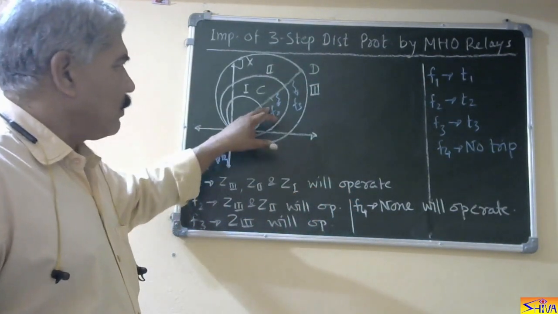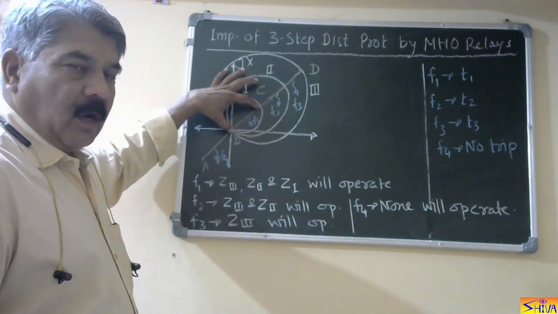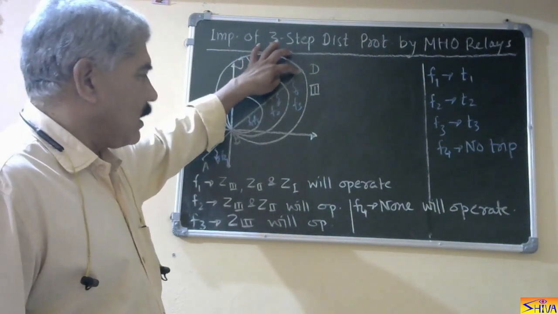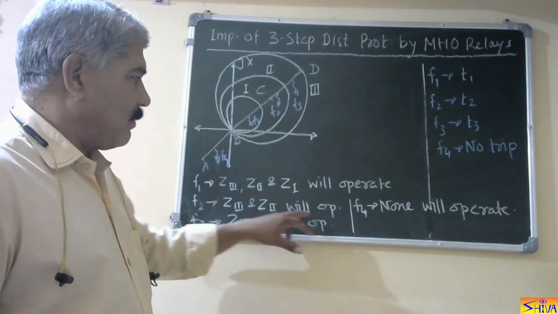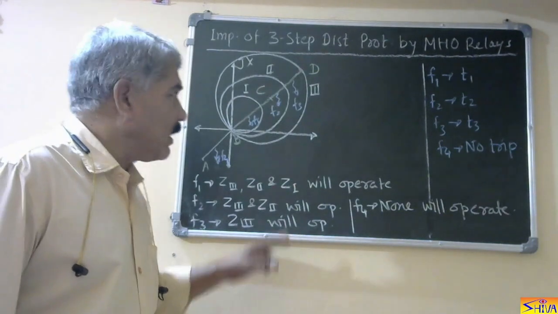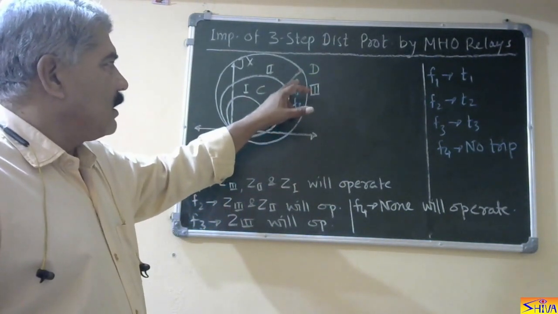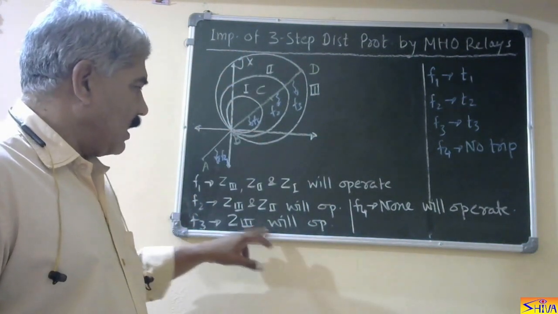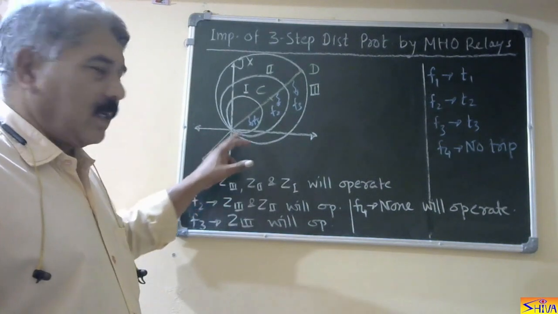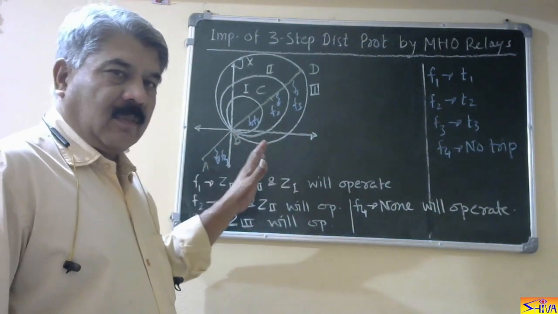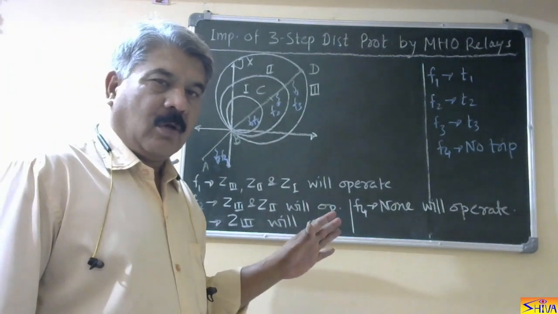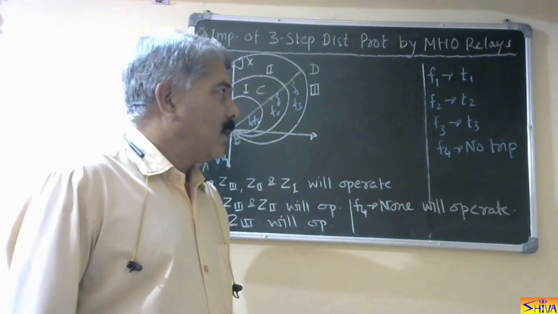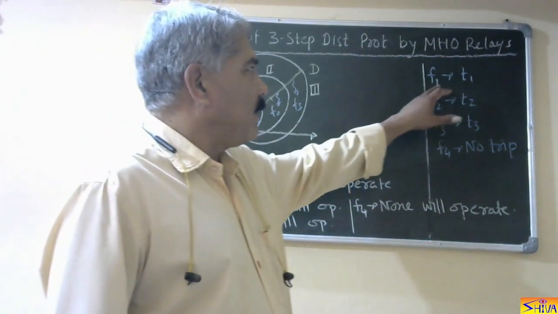Fault F2 is not coming in the operating region of first element, but it is coming in the operating region of second element and third element. So only second and third element will operate, first element will not operate. Fault F3 is coming only in the operating region of third element. So only third element will operate. F4 is outside the protected zone or operating region of all three elements. So none will operate.